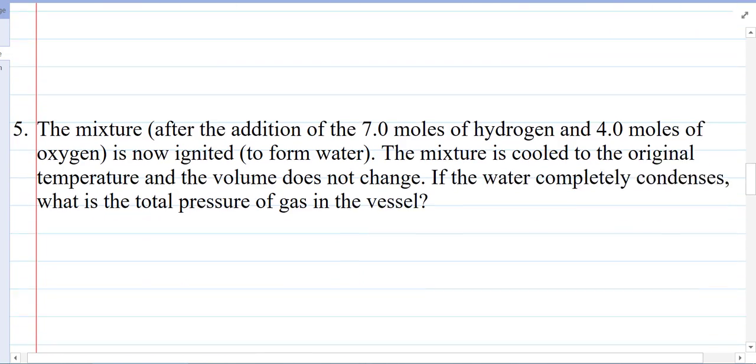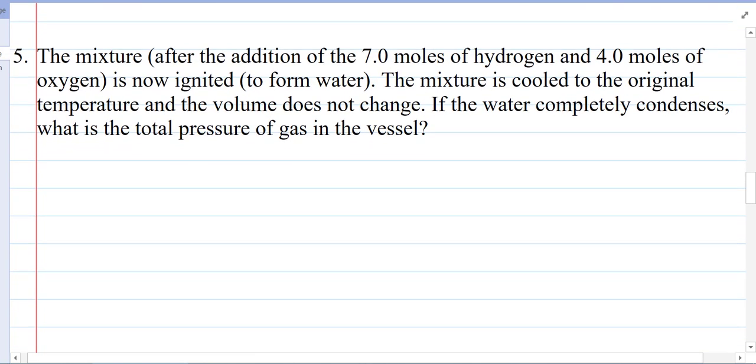Number 5, last one of these 5. The mixture, after adding the 7 moles of hydrogen and 4 moles of oxygen, is now ignited to form water. So I have hydrogen and oxygen forms water. Hydrogen was a gas, oxygen was a gas. The mixture is cooled to the original temperature, and the volume does not change. The water completely condenses. It could also be a G. What's the total pressure of the gas at the end?